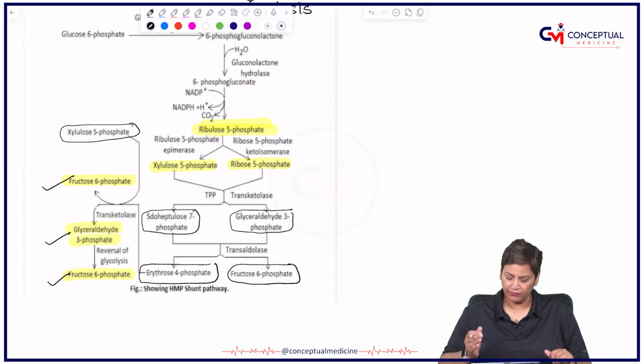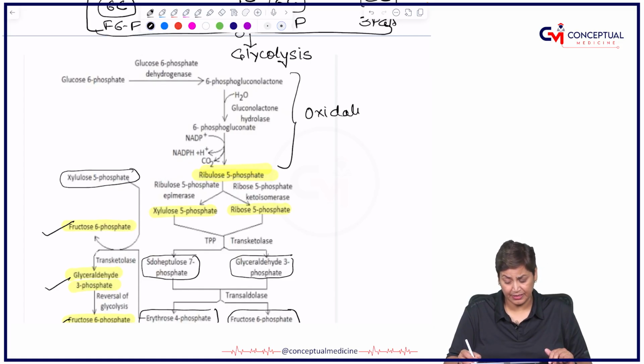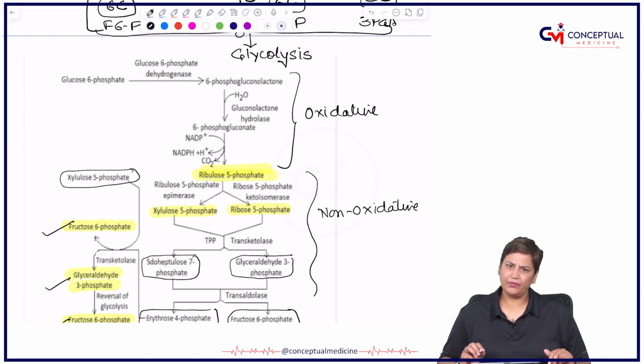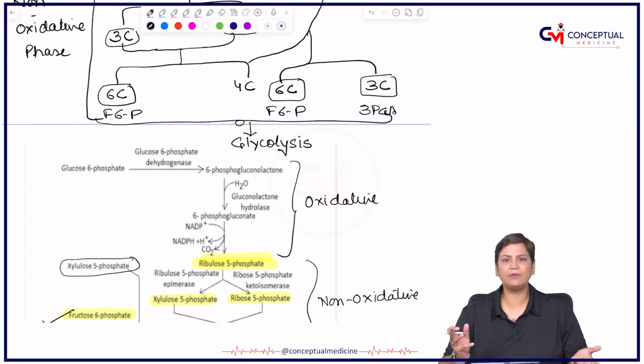So it's up to you. If you can understand through this, it's well and good. If you can understand by that one, you can go through that. This is your oxidative pathway, which I have explained separately also, and this is your non-oxidative pathway or phase.